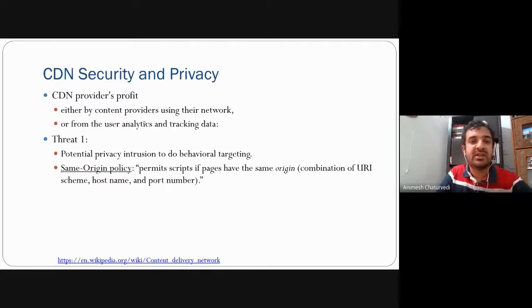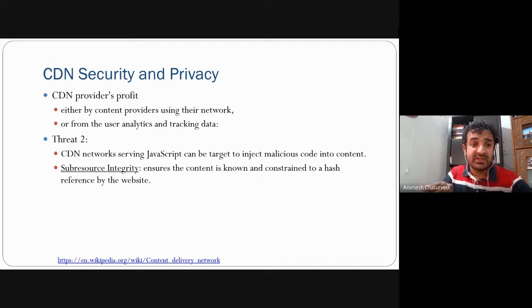So the next threat is what CDN can do. This threat is that a CDN network serving JavaScript can target or inject malicious code into the content. So the JavaScript which is coming from the CDN may be malicious or may have some privacy intrusion content or scripting or code. So it may be possible that the user could reveal the data. Then what is the solution? The solution is sub-resource integrity. What is sub-resource integrity?